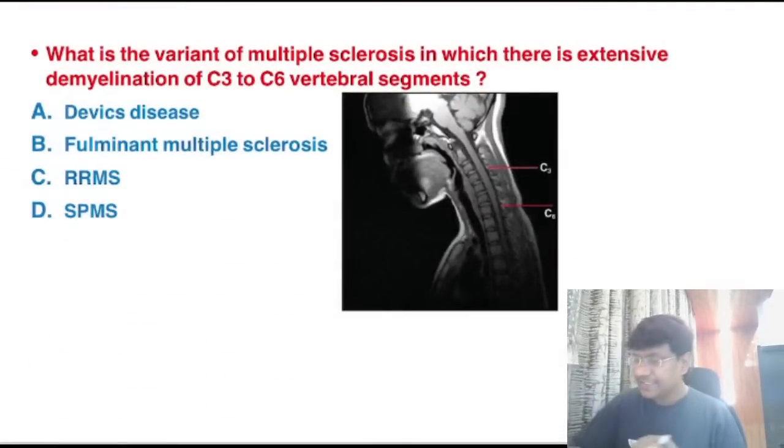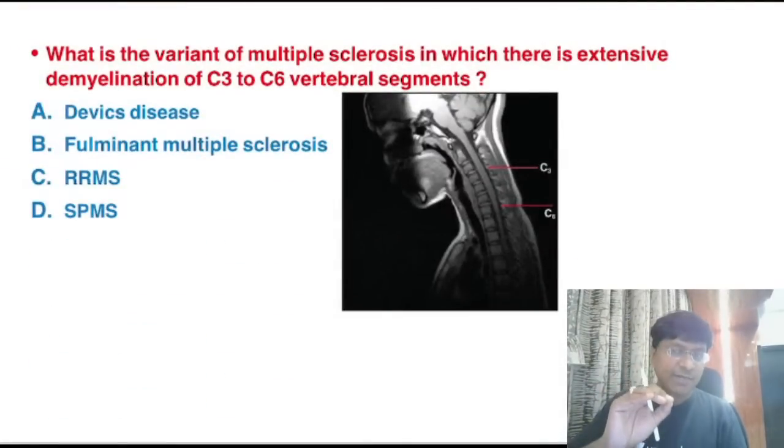now tell me, what is the variant of multiple sclerosis in which there is extensive demyelination of C3 to C6 vertebral segments? Devic's disease, fulminant multiple sclerosis, relapsing remitting multiple sclerosis, secondary progressive multiple sclerosis.